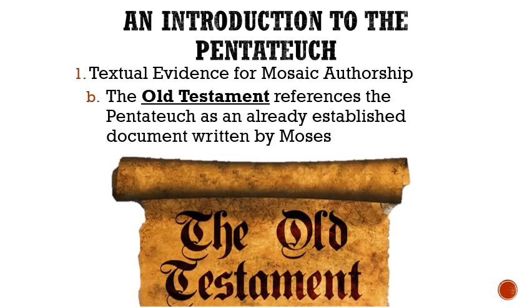Secondly, the Old Testament references the Pentateuch as an already established document written by Moses. We can see this by Joshua in Joshua 1, the writer of Kings in 1 Kings and 2 Kings, Ezra in Ezra 6, Nehemiah in Nehemiah 13, Daniel in Daniel 9, and finally Malachi in Malachi chapter 4.